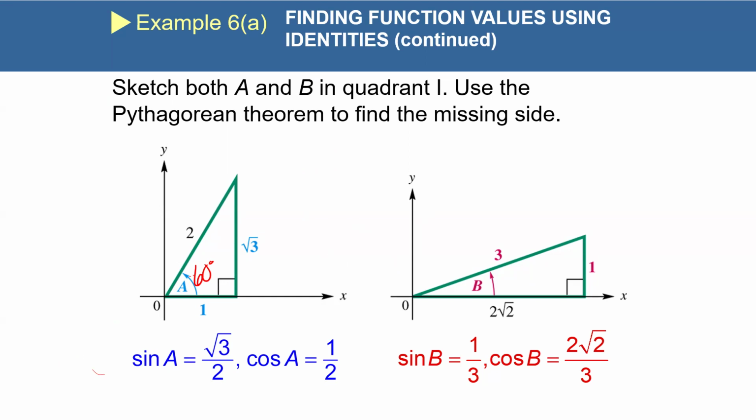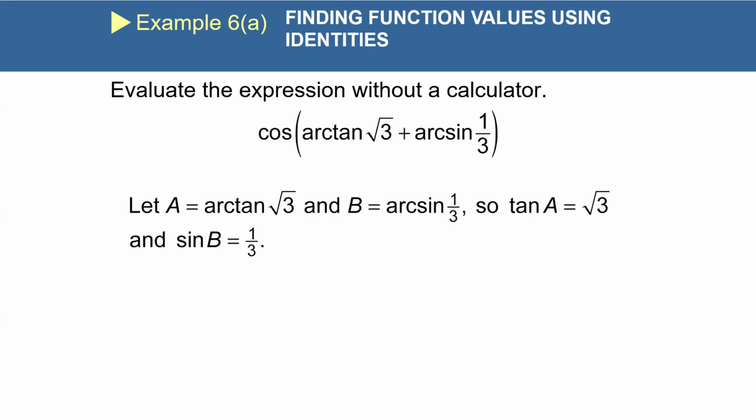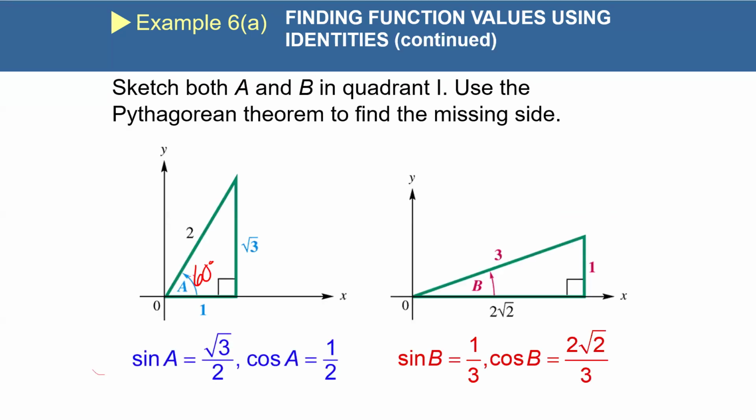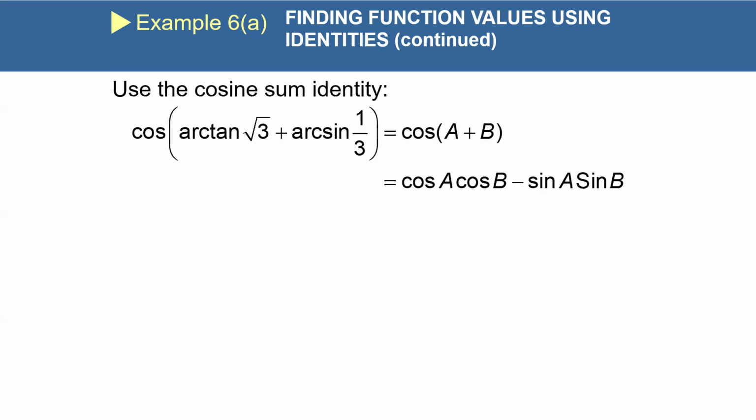All right. So you're fine. So we know that A is 60, right? Agreed? All right. What is our B? For B we have 1/3. So what did we need? Sine. So what is the sine of B? What angle makes that?